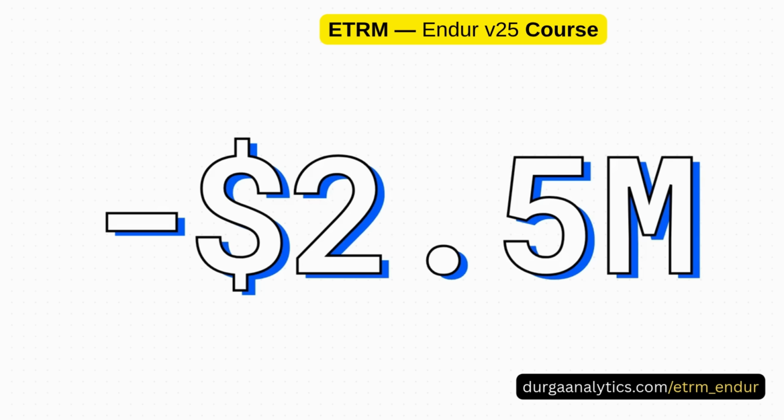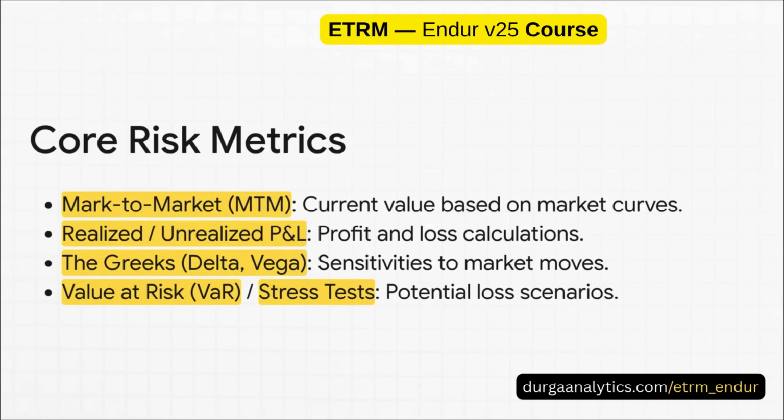This is the reality risk managers live with every single day, and it's exactly what this stage is designed to calculate and control. So, to manage all this risk, Endur's Simulation Manager takes center stage. It just crunches the numbers, using all the latest market data to calculate key metrics like your mark-to-market and your P&L. It also calculates the Greeks, things like delta and vega, which, to put it simply, just measure how sensitive your trade's value is to different market moves. All of this vital intelligence gets stored in the SIM results table for some really deep analysis.